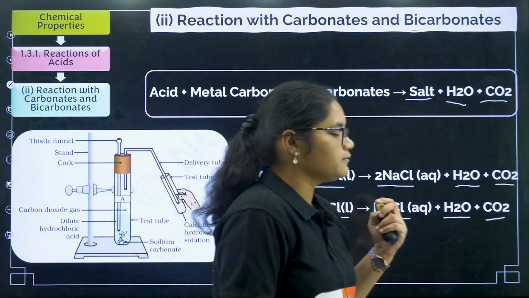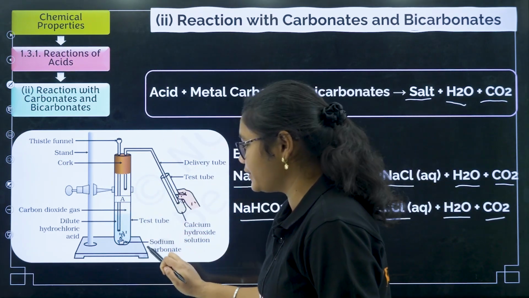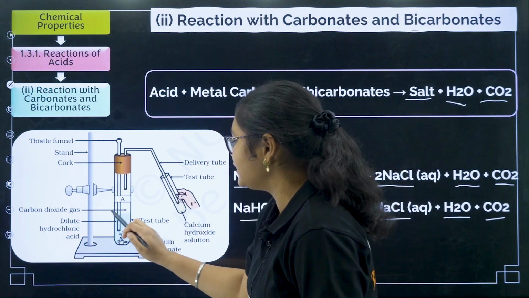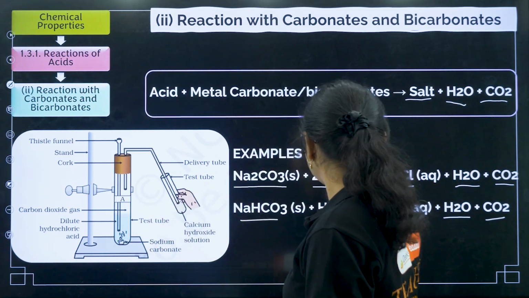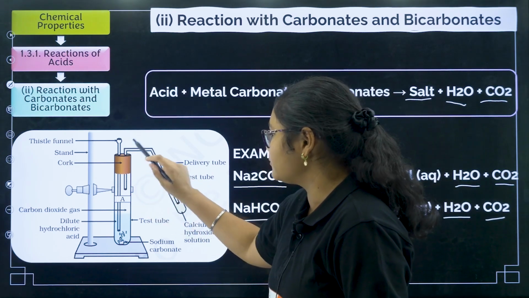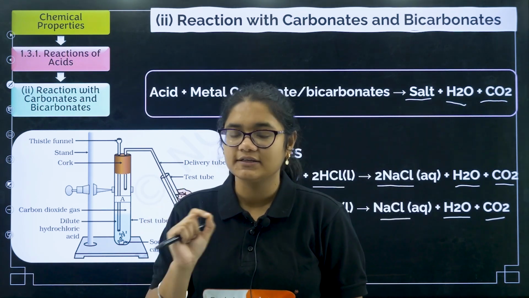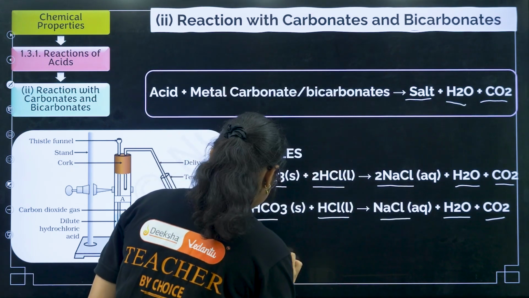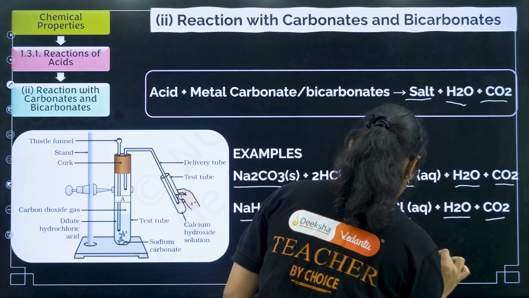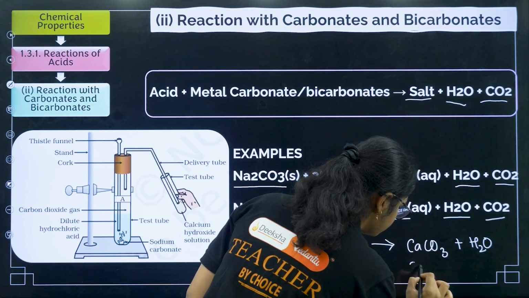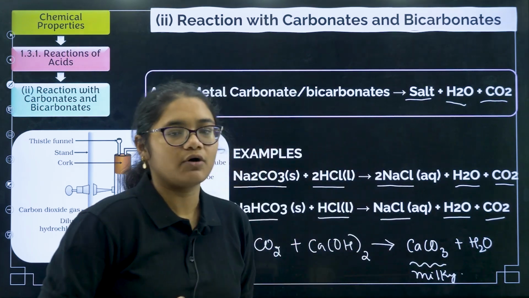Fine. Now coming to this example, you have taken some sodium carbonate, and with it dilute hydrochloric acid. With sodium carbonate and dilute hydrochloric acid, the carbon dioxide which is produced you allow to pass through this tube, in which you have taken calcium hydroxide solution. This carbon dioxide reacts with calcium hydroxide to give you calcium carbonate and water. Due to the formation of calcium carbonate, this solution turns milky. This is how you can test the presence of carbon dioxide.